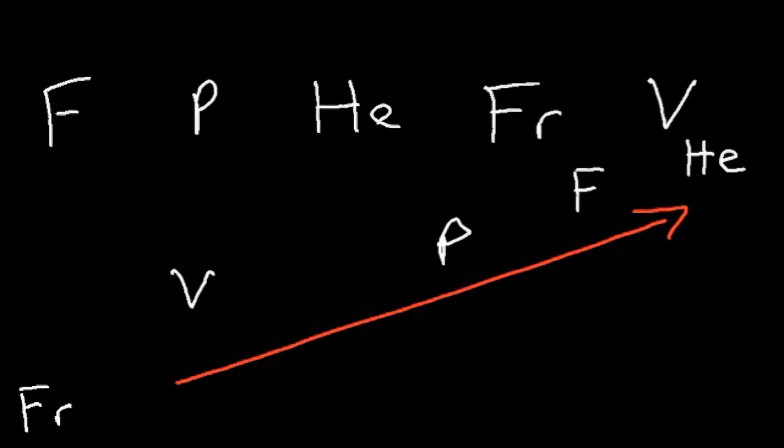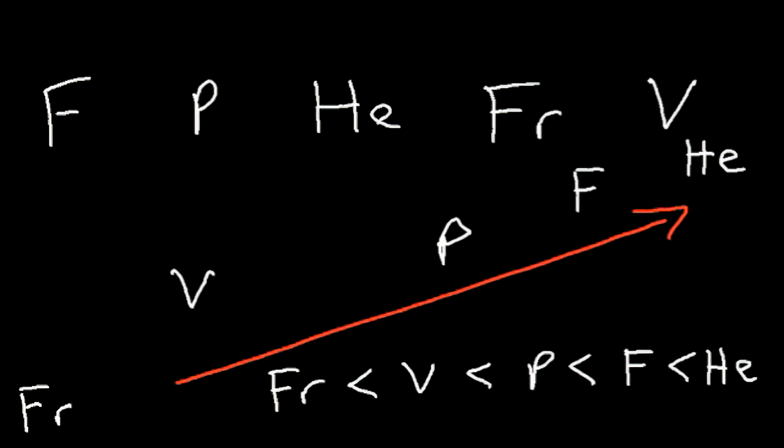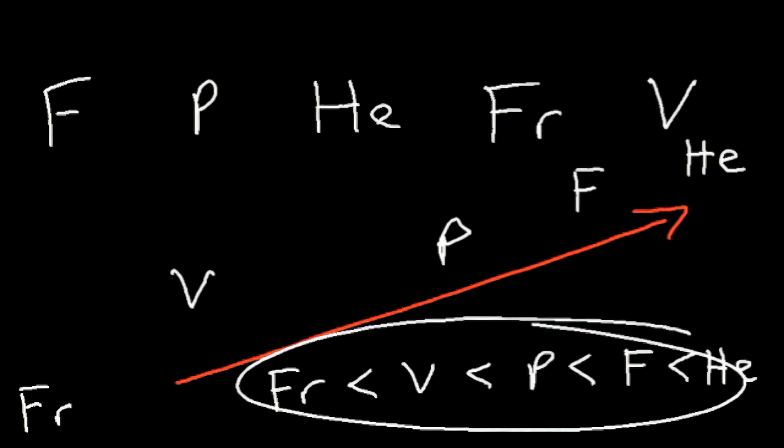So therefore, if we want to rank it in order of increasing ionization energy from low to high, let's start with francium, which is less than vanadium, that's less than P, which is less than F, and that's less than He. So it helps if you can place the elements based on where they're located in the periodic table, and then use the trend to rank them in the appropriate order.